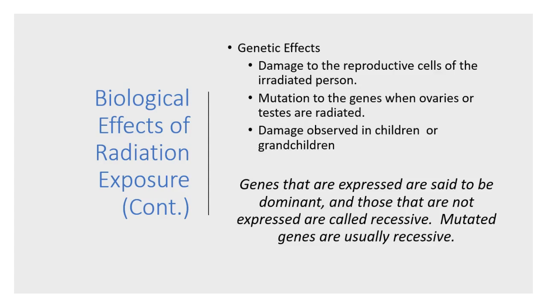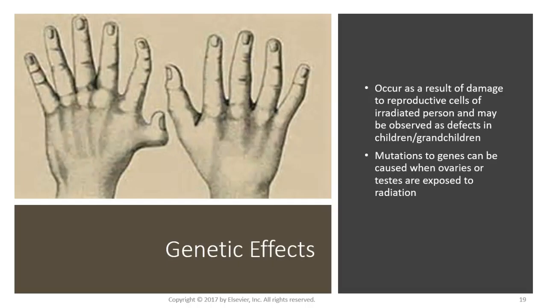So genetic effects, we look at damage to the reproductive cells of the irradiated person, mutations to the genes when ovaries and testes are irradiated, and damage observed in children or in grandchildren. So genes that are expressed are said to be dominant, and those that are not expressed are recessive. So mutated genes are usually recessive. So if we look here, genetic effects occur as a result of damage to reproductive cells irradiated, and we see them in our children, grandchildren.